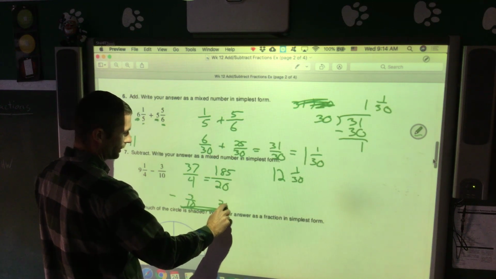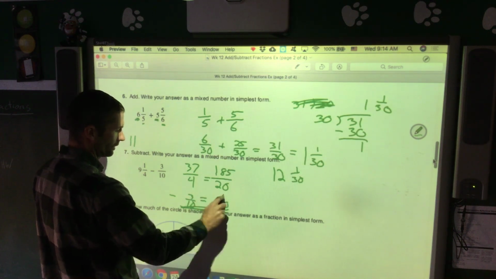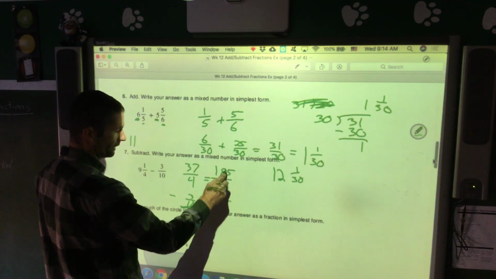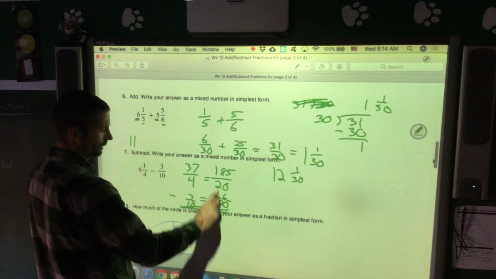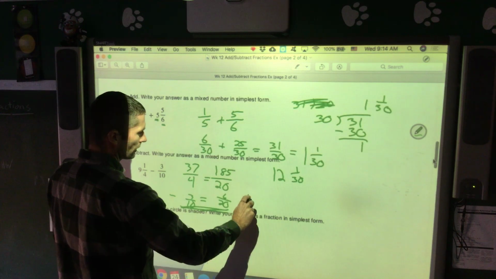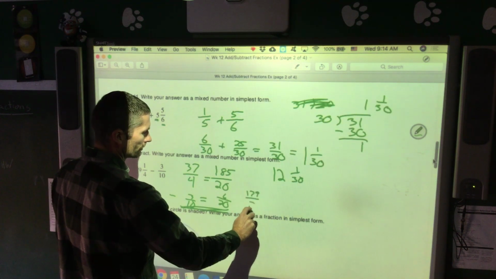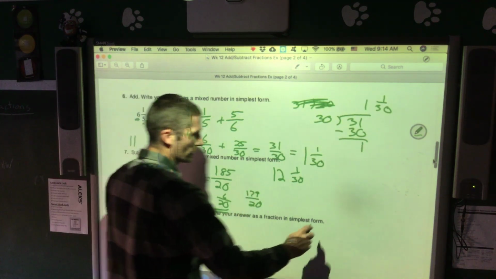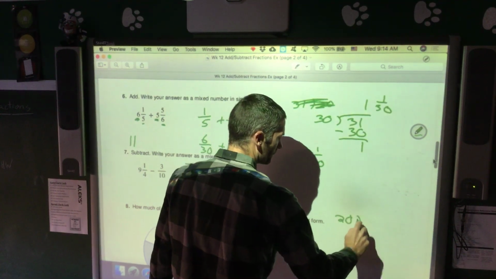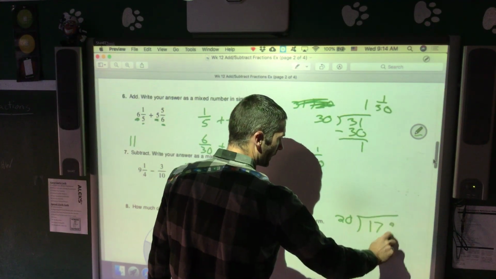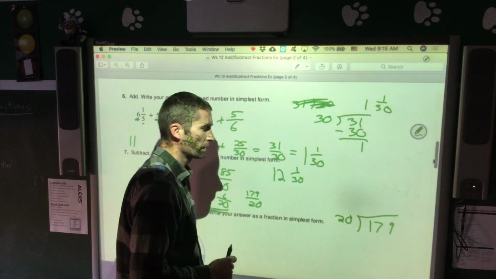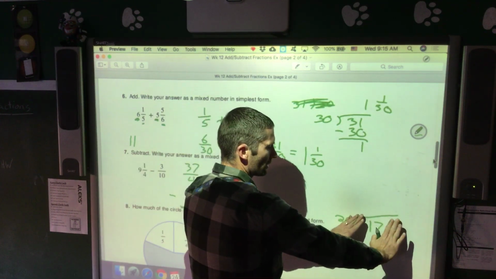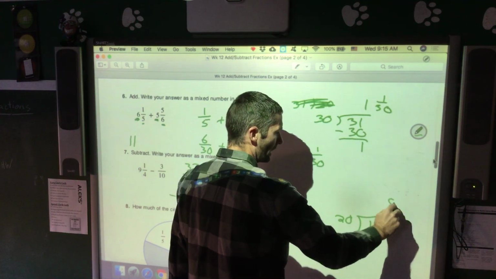Then we get this to 20 times 2, 6 20ths. So 185 20ths minus 6 20ths would be 179 20ths. So now we need to see how many 20s fit in 179. Again, we could do it like the last problem and borrow, but that gets a little tricky. 20 goes into 179, I don't know. 2 goes into 17 8 times, so let's try 8.